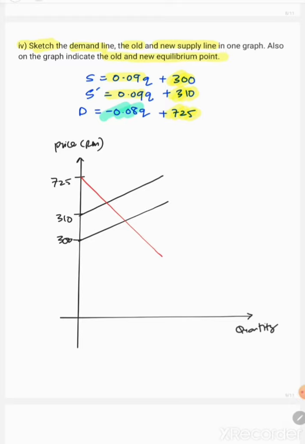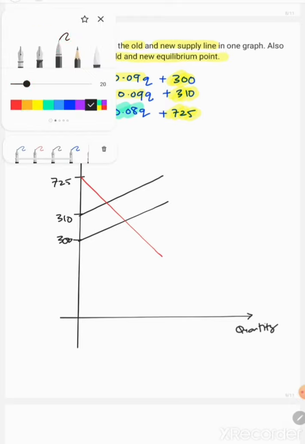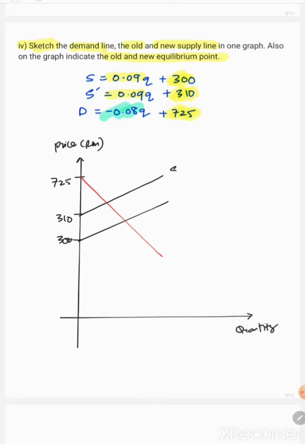So don't forget to label each line. We know that 310 is the new supply equation, this is the old, and the red line is the demand. And then you have to indicate the old and new equilibrium points. This is the new equilibrium point, and this is the old equilibrium point. Alright, this is how we sketch the graph. I hope you understand.